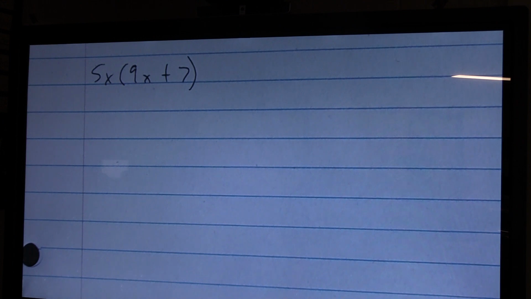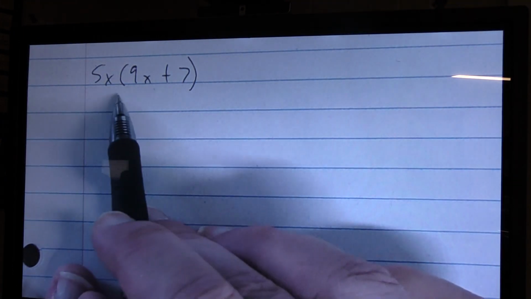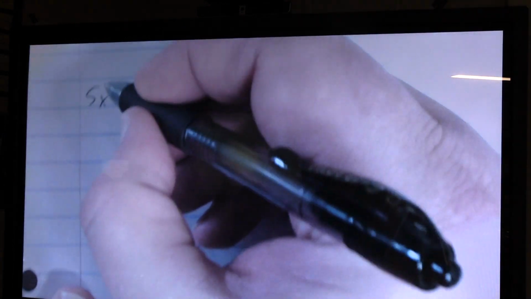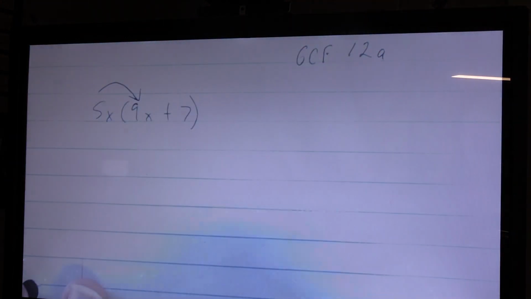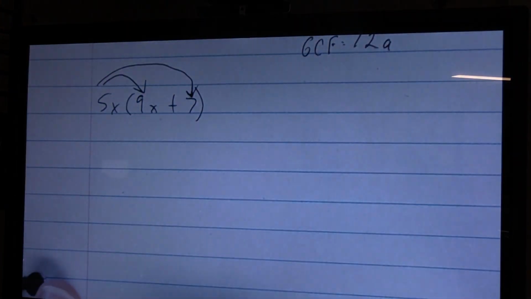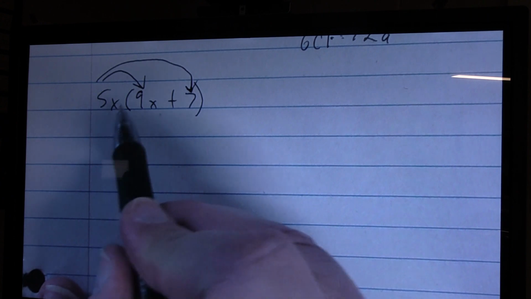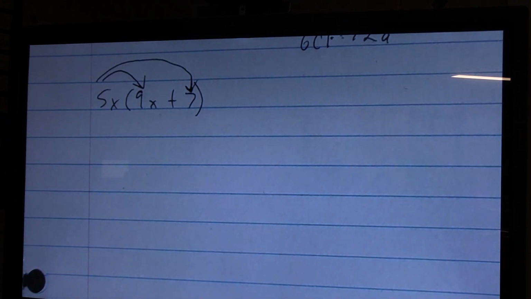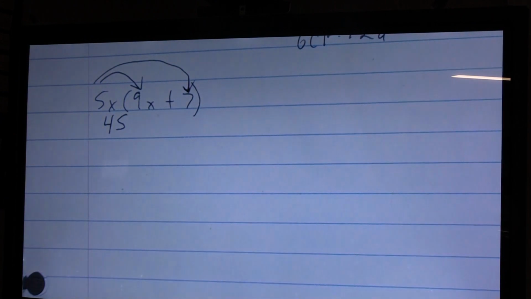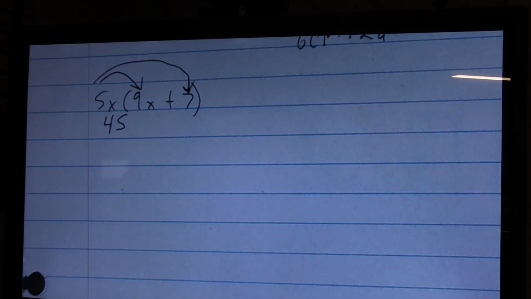Now, when I have a situation like this, where we have 5x times 9x plus 7, then what I'm essentially going to wind up doing is multiplying 5x and 9x, and I'm going to multiply 5x and 7. So, when I have 5x times 9x, I know that 5 times 9 is 45, and x times x is what, Logan? What's x times x? X times x would equal 1x.